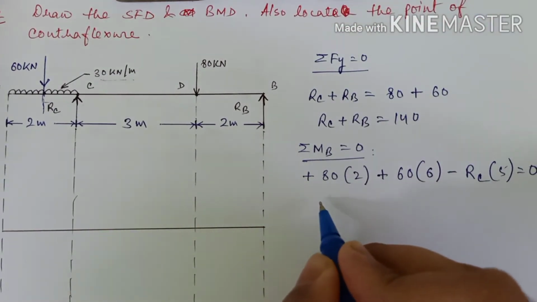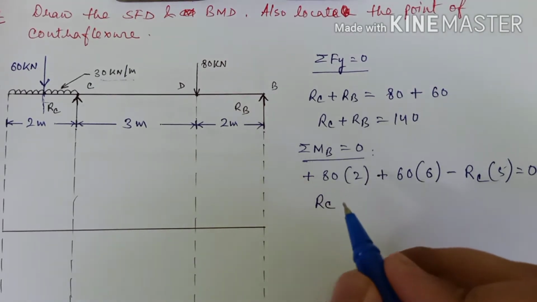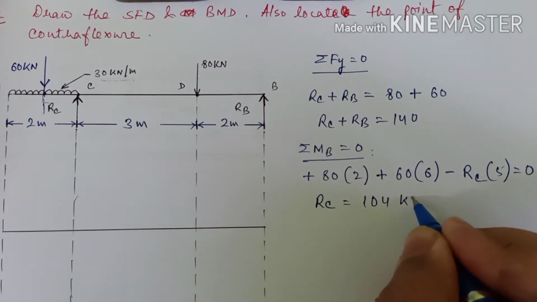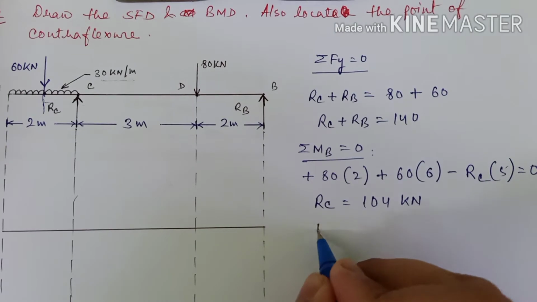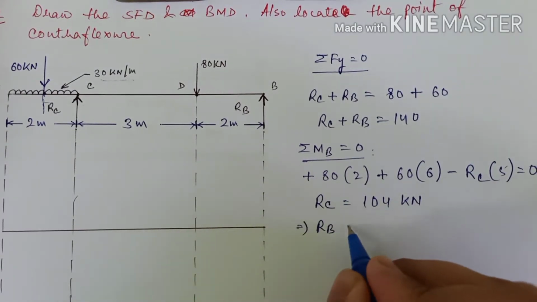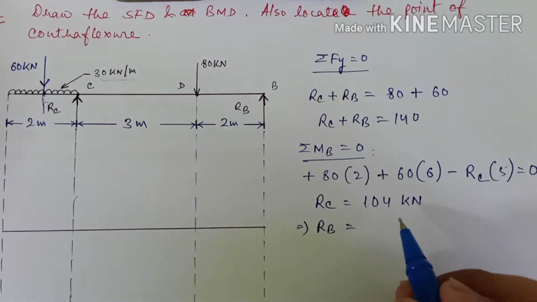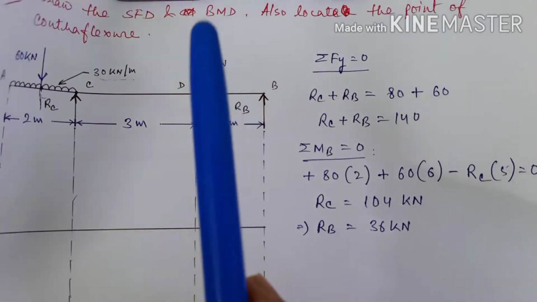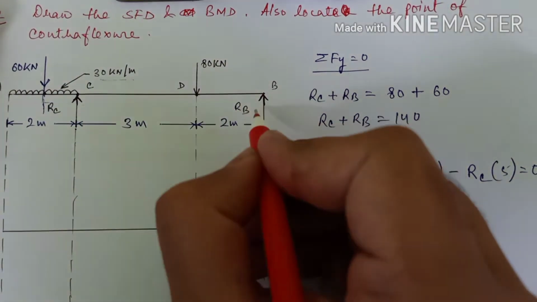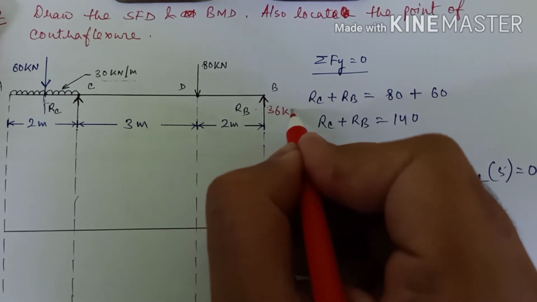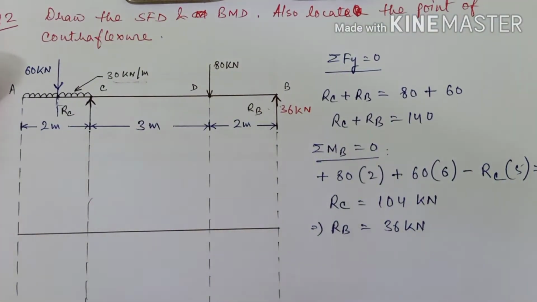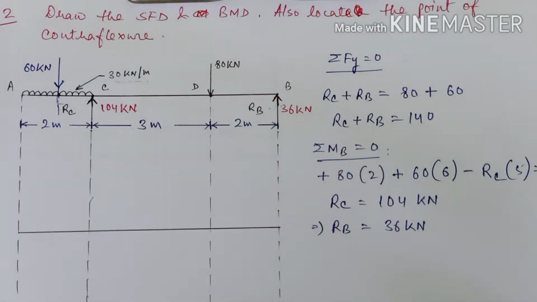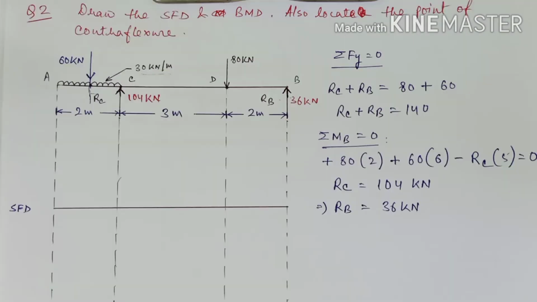So if you calculate RC, it will come as, let me check please, it will come as 104 kilonewtons. So you put this value over here, you will get the value of RB also. So RB will be 140 minus 104, that is 36 kilonewton. So I'll just write the values over here. RB is nothing but 36 kilonewtons, and RC is nothing but 104 kilonewtons. I hope this much is clear.